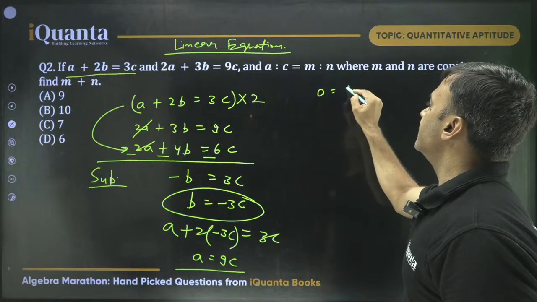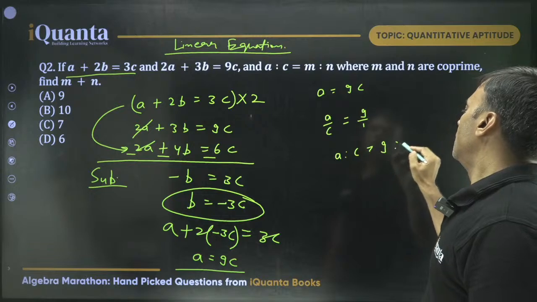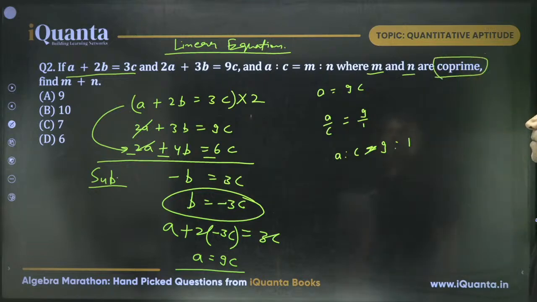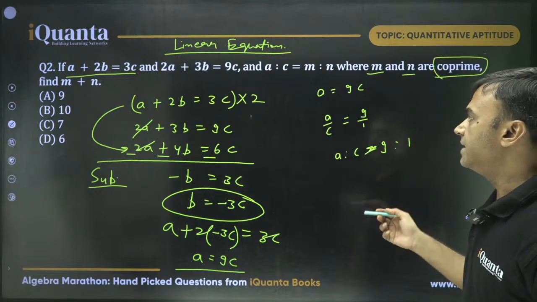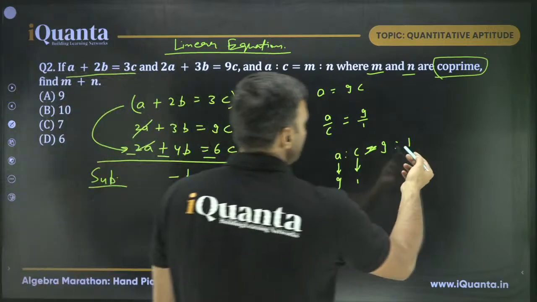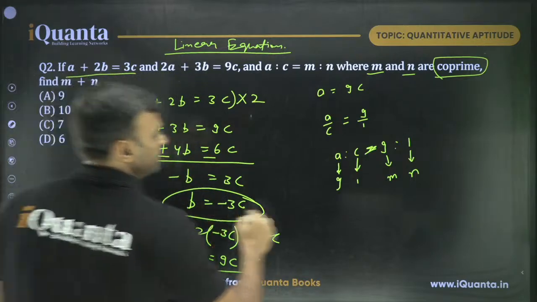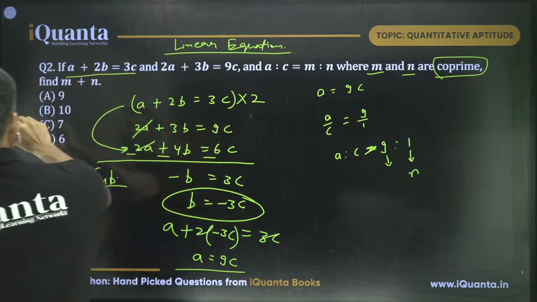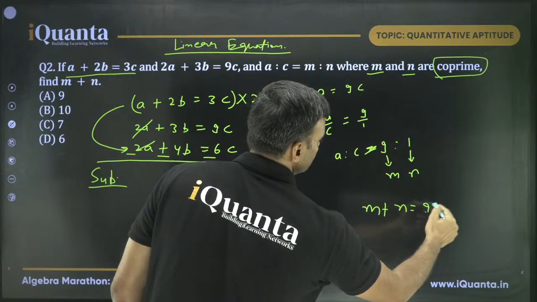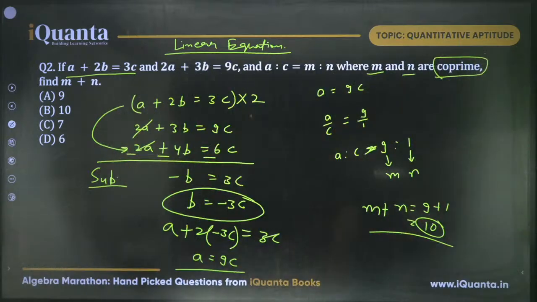If a is equal to 9c, that means a is to c is 9 is to 1. And we don't even need to take any other variable because it says m and n are co-prime. So 9 and 1 co-prime? They are, yes. So that means a can be taken as 9, c can be taken as 1. What is the question asking? Or rather m can be taken as 9 and n can be taken as 1, because the question is asking about m plus n. Okay? So m plus n value is simply equal to 10. Yes. Are we clear?